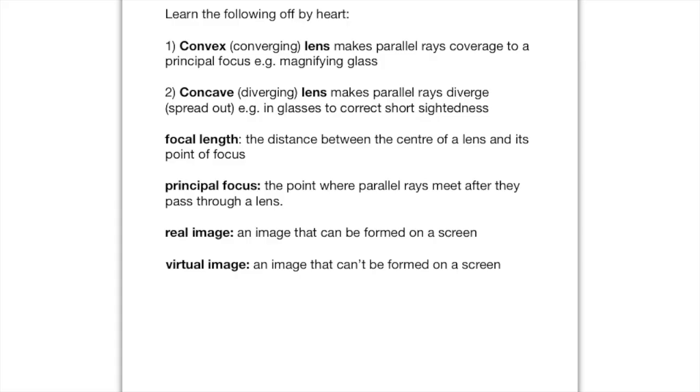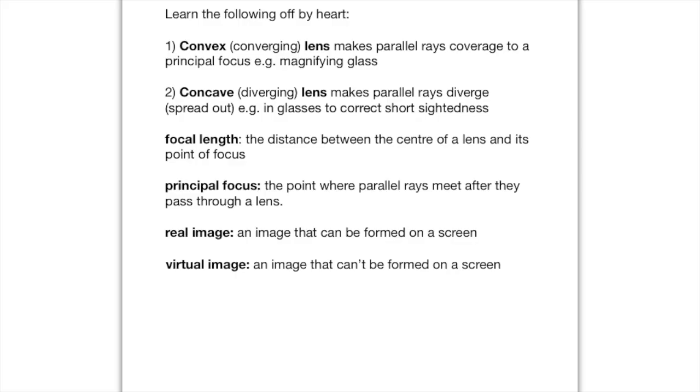Well, a convex lens is otherwise known as a converging lens, and if you know what the word converging means, it is actually just a normal English word. It means coming together. So if you've got a couple of rays and they pass through a convex or converging lens, then they'll be brought together and they'll meet behind the lens. An example of use of this is the magnifying glass.